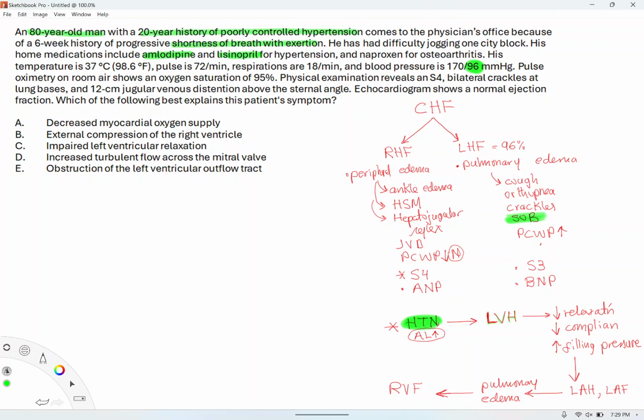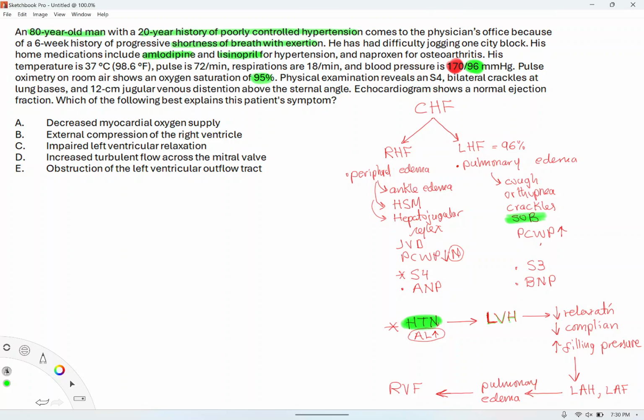Okay. His temperature is normal, pulse is normal, respiration is normal, blood pressure is high. You can see the diastolic I already highlighted. Let's highlight the systolic. Systolic should be 120 or something, but it's 170. That's even higher. Why? Because the heart has to work hard. It has to contract stronger to push against the resistant, stiff aortic valve, against the high afterload. It has no choice. Pulse oximetry is 95%, which is normal.